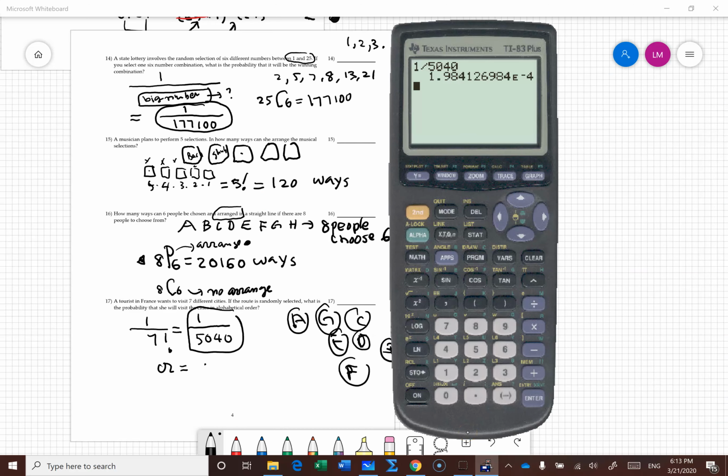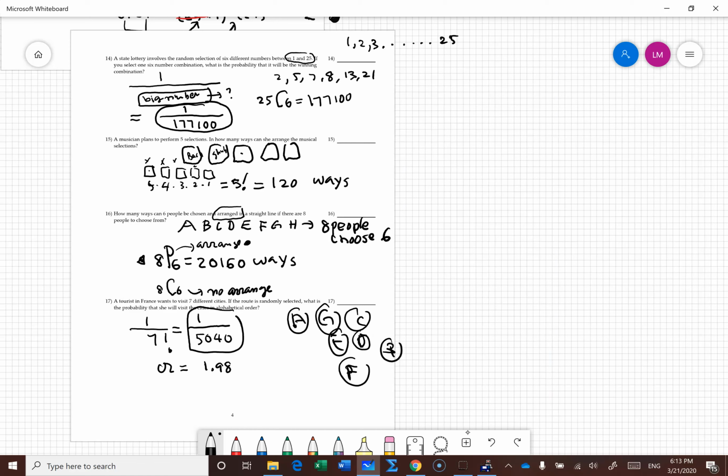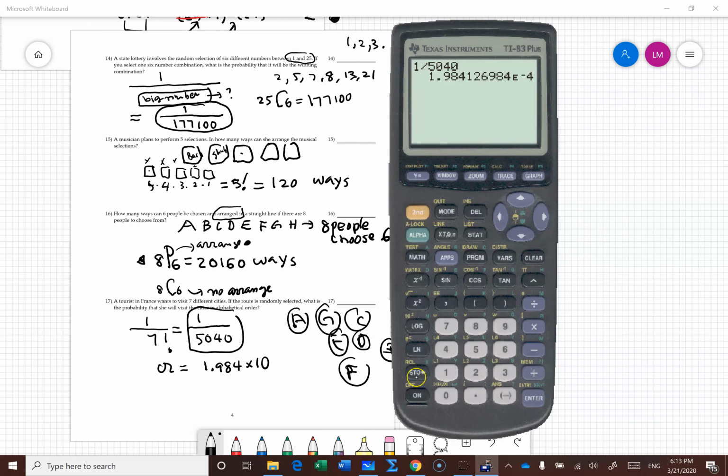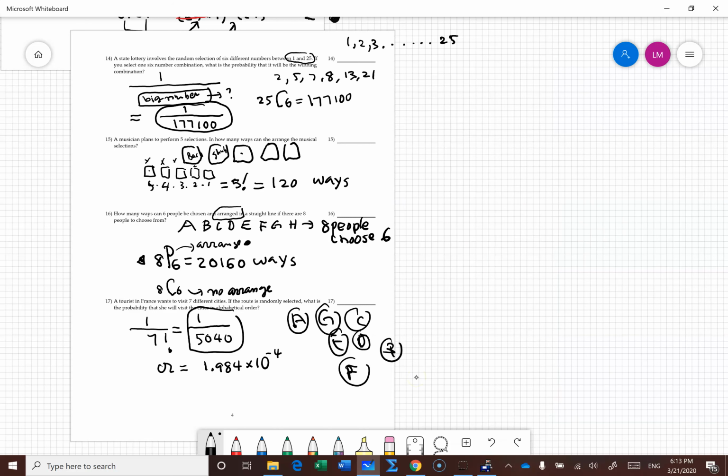You can also write it, oh my god, look at the number, 1.984 times 10 to the what? 10 to the negative 4. That's what it means. Then you move the decimal 1, 2, 3, 4 places this way. The decimal is here. You have 3 pockets. So this is 0.0001984. Both answers are good answers.